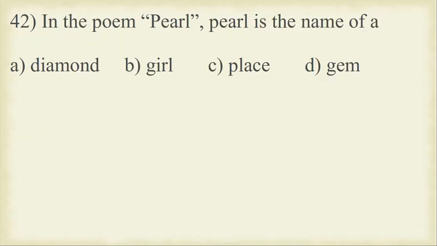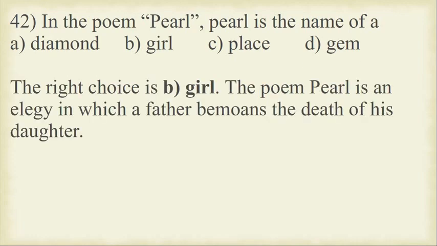Question number 42. In the poem Pearl, Pearl is the name of a option A diamond, option B girl, option C place, option D gem. The right choice is B, girl. The poem Pearl is an elegy in which a father bemoans the death of his daughter.